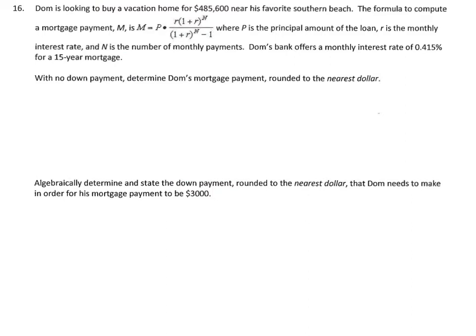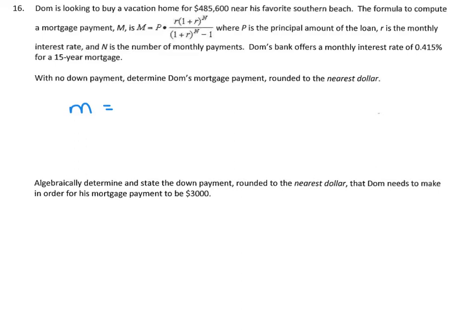So in number 16, the first thing they're asking us to do is they're asking us to determine Dom's mortgage payment with no down payment. So if he doesn't put any money down, how much will his mortgage payment be? Now they say here that the mortgage payment is represented by M. So M represents the mortgage payment. So M is what we're looking for. So I'm going to write M equals, and then we're just going to plug in numbers for everything else.